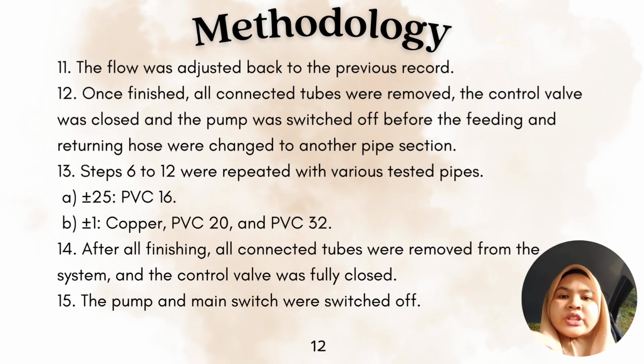Step 11, the flow was adjusted back to the previous record. Once finished, all connected tubes were removed, the control valve was closed, and the pump was switched off before the feeding and returning hose were changed to another pipe section.